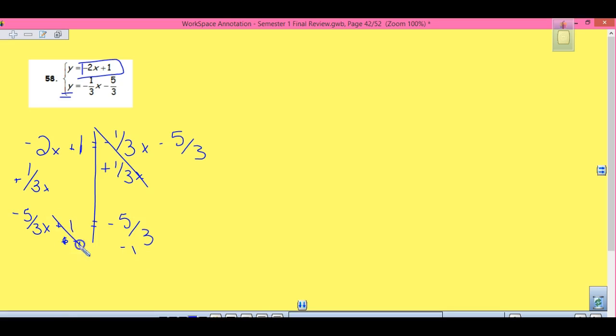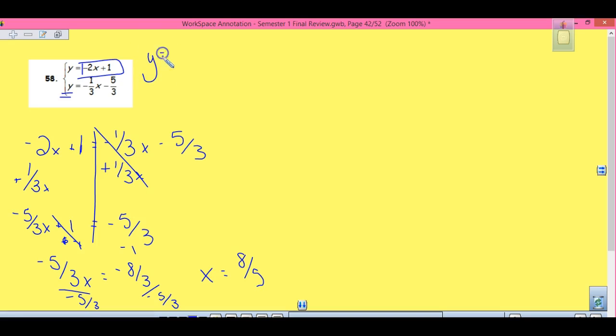Minus 1, negative 5/3 x equals negative 8/3. Divide by negative 5/3. X equals 8/5. Is that right? And then what do I have to do with it? I have to plug it back in.